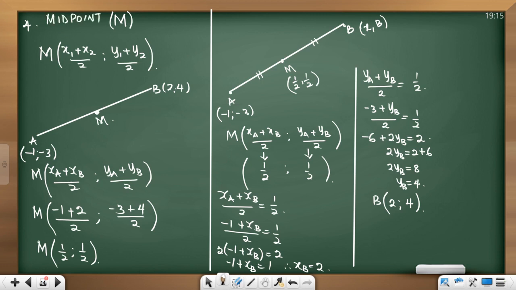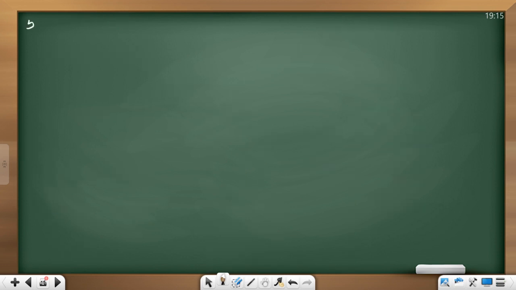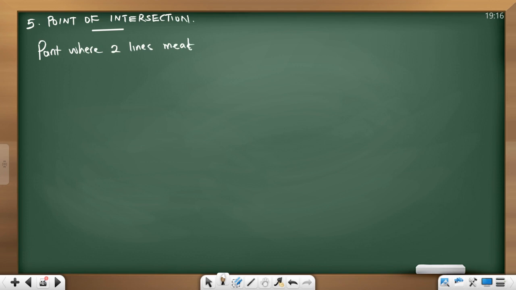Midpoint. Now, number 5. Point of intersection. That is the point where two lines meet each other.